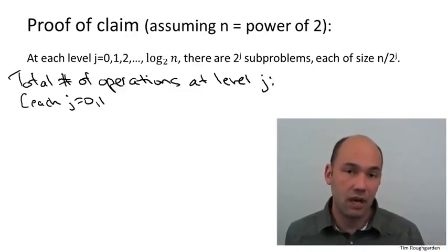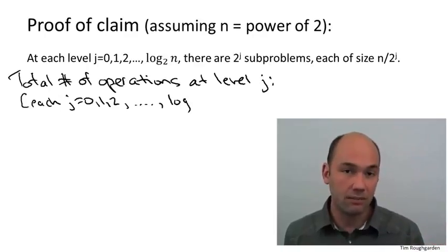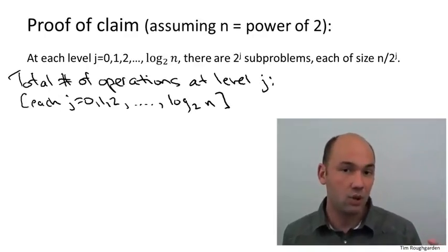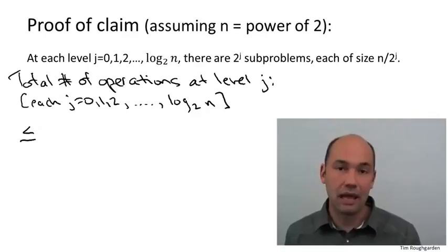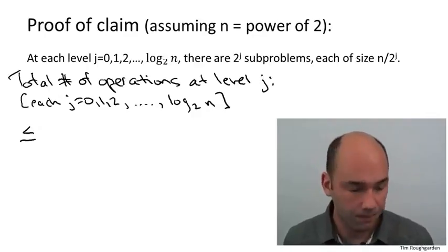So let's fix a level j. We know how many subproblems there are, 2 to the j. We know the size of each subproblem, n over 2 to the j, and we know how much work merge needs on such an input. We just multiply by 6, and then we just multiply it out, and we get the amount of work done at level j. Okay, at all of the level j subproblems. So here it is in more detail.